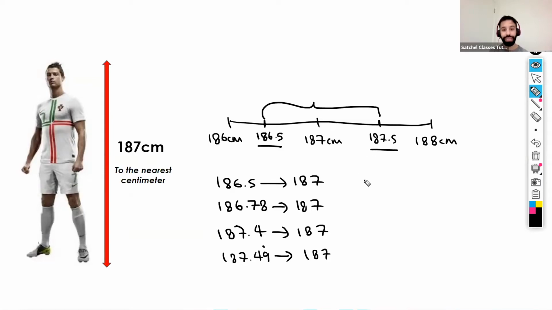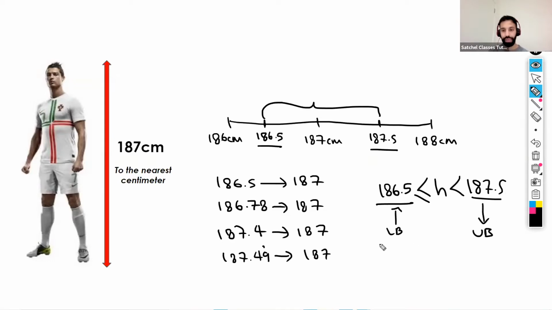If we were to write the error interval, we could say the height of Ronaldo is greater than or equal to 186.5, but less than 187.5. So again, we have our lower bound and we have our upper bound here.